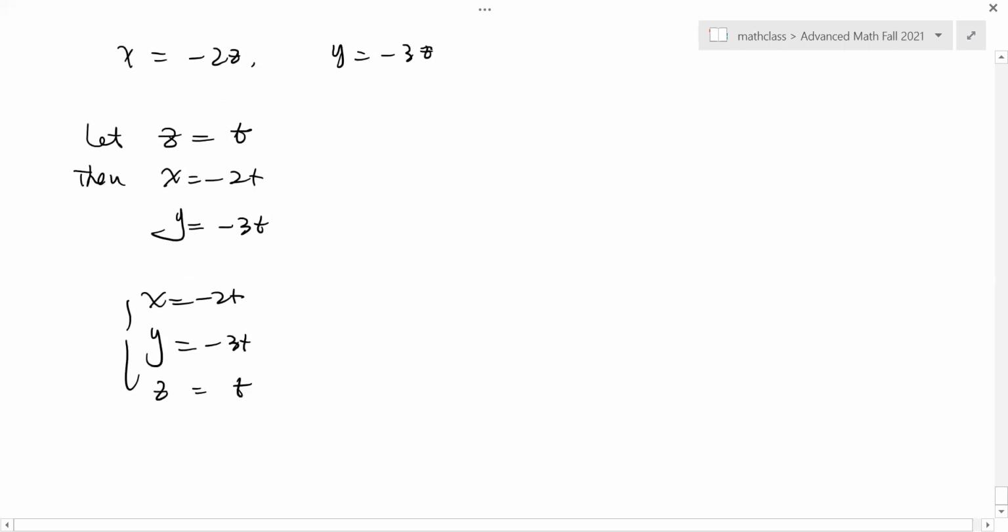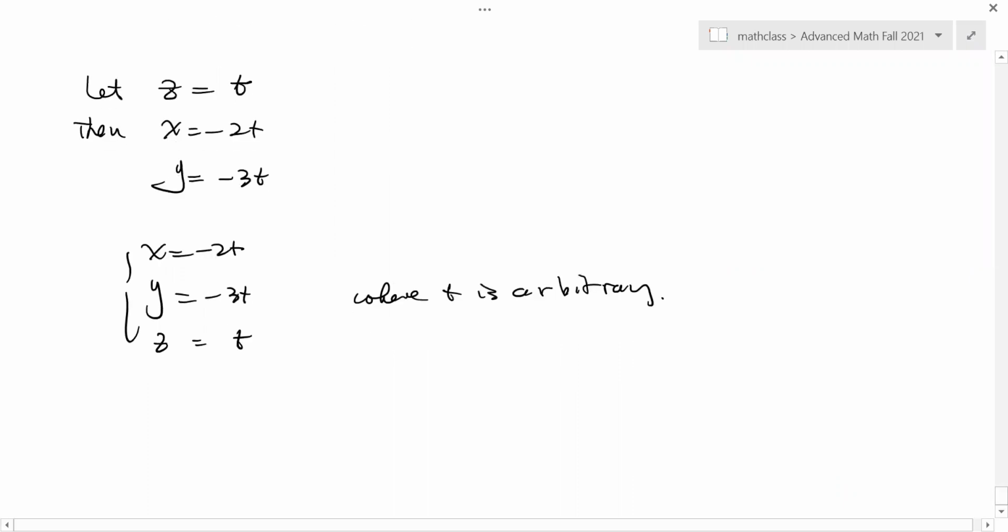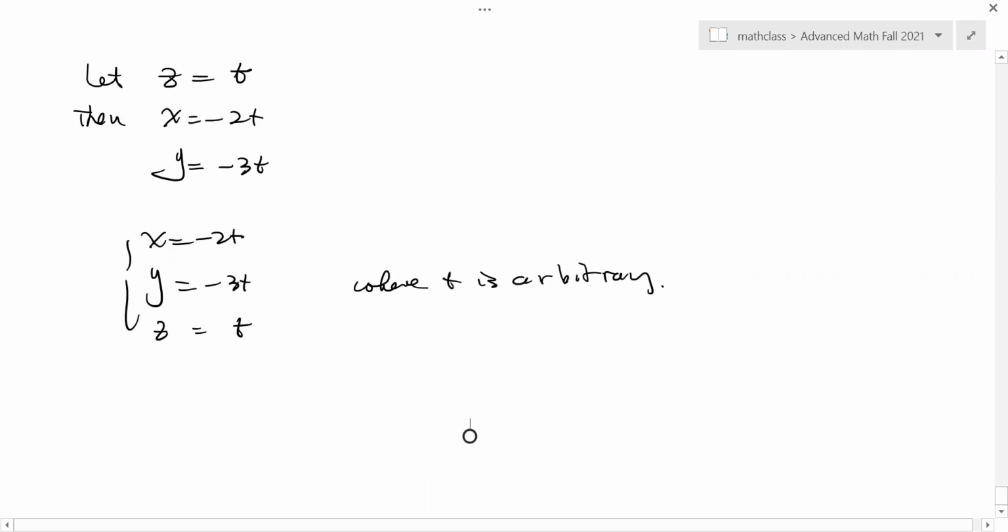So t is arbitrary. So you have infinitely many solutions, and t is arbitrary. You can let t be 1, 2, 3. You can always get a triple of numbers which are solutions. Even from here you can find x to y to z. So you get negative 2, negative 3, and 1, right? So if I ask you to find this ratio, then you get this number.